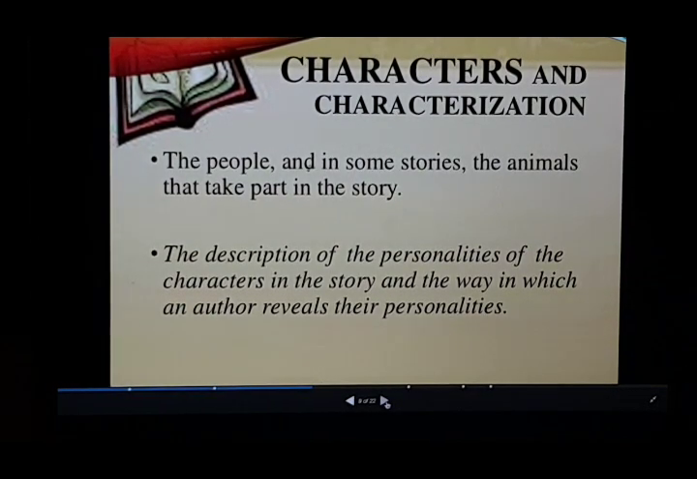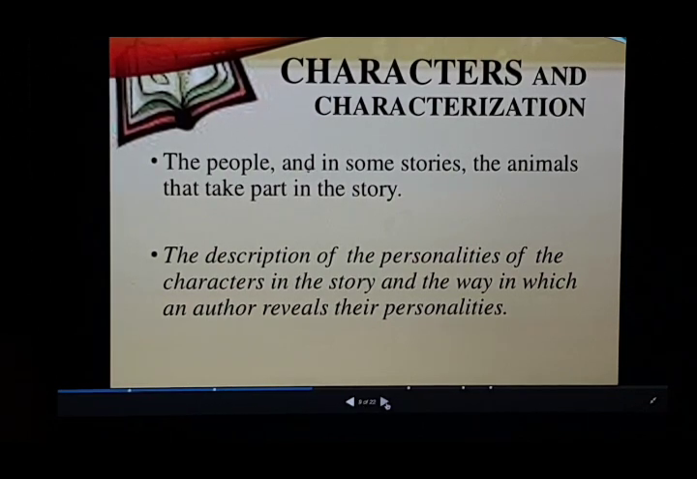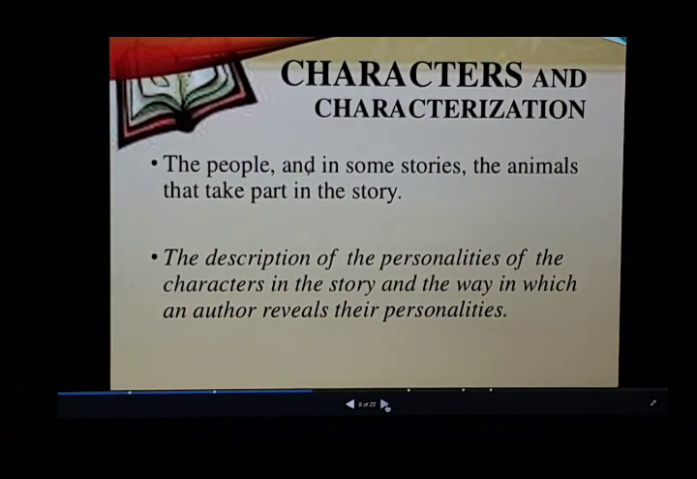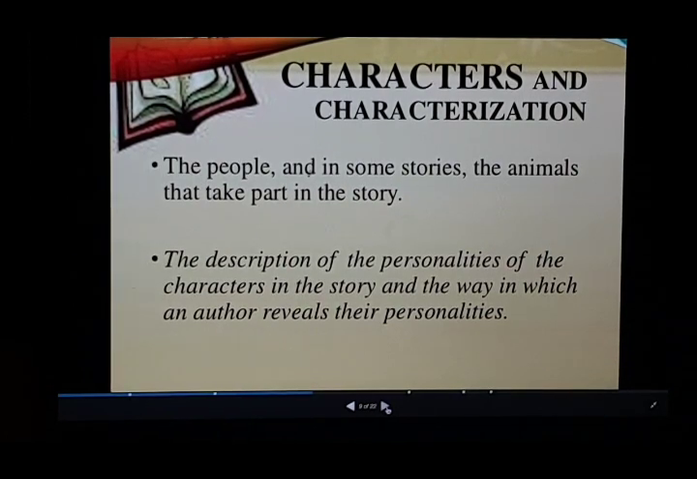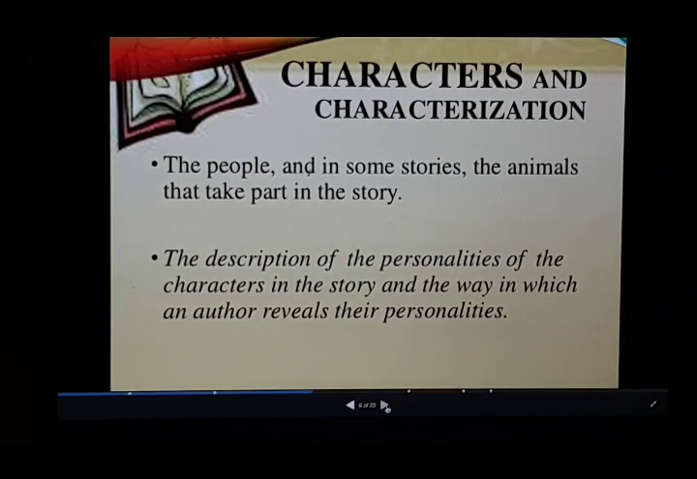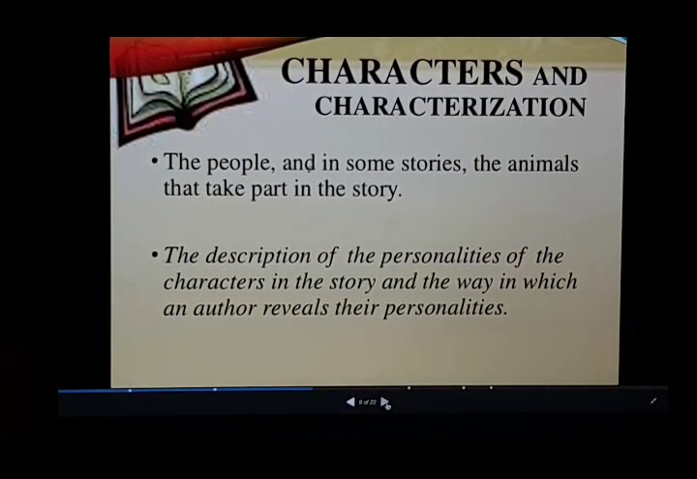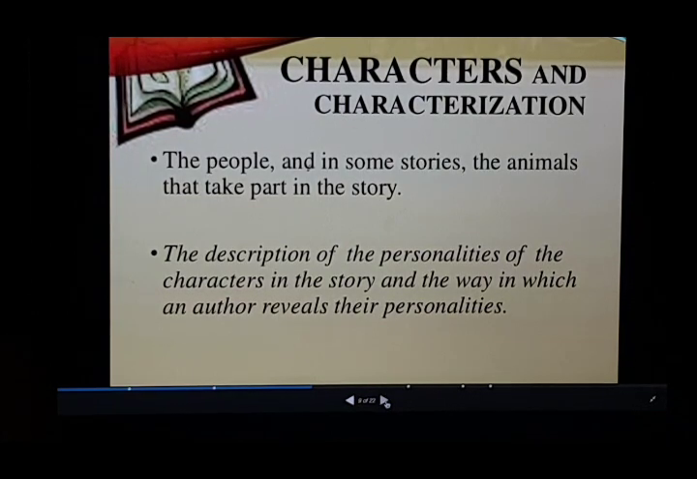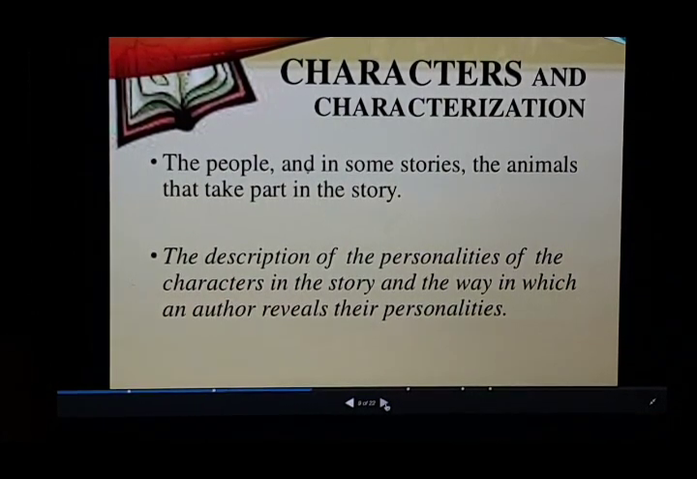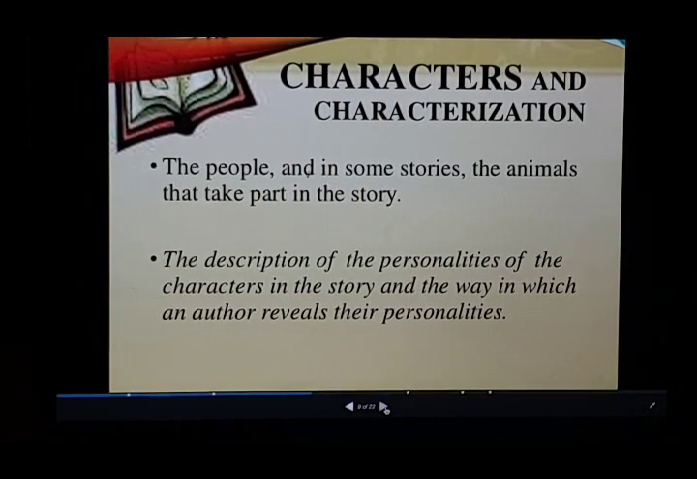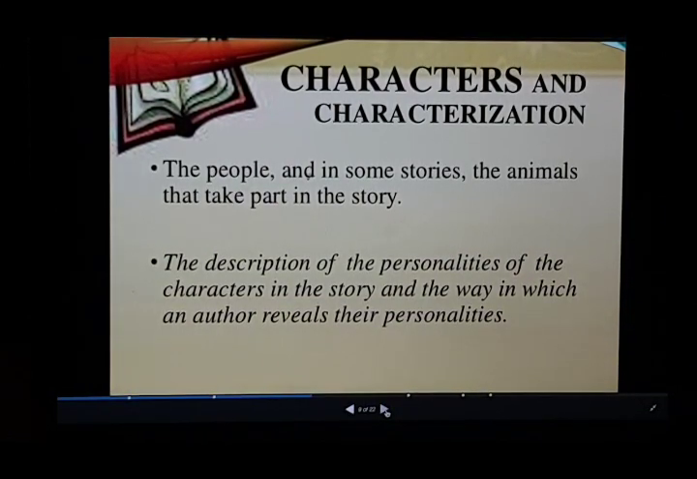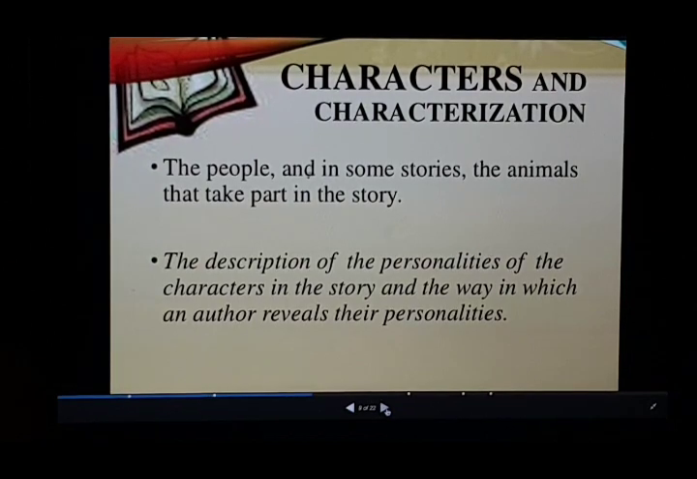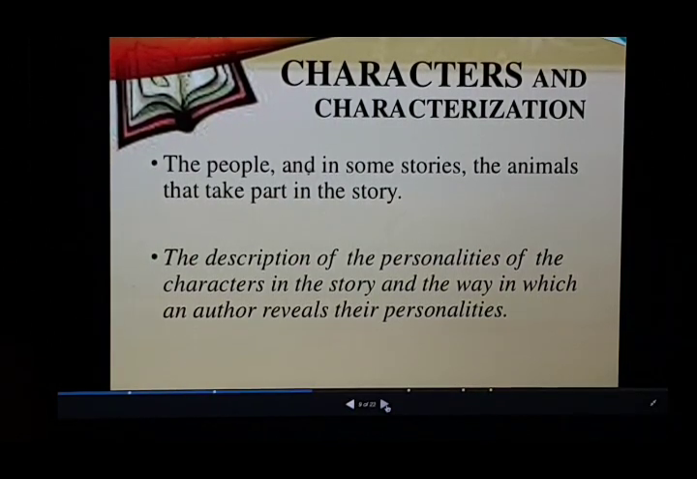So characterization is a description of the personalities of the characters in the story and the way in which an author reveals their personalities. That means how the writer describes the person. It is not just that once upon a time there was a boy, he went about in search of his dog. We have to know a little about the boy, what kind of a boy he was, how he looked, and what kind of a dog he had, in whose search he went. So a story should contain all these elements.